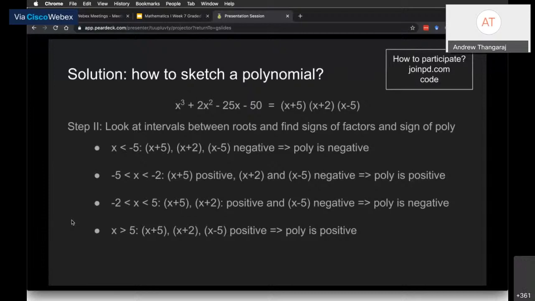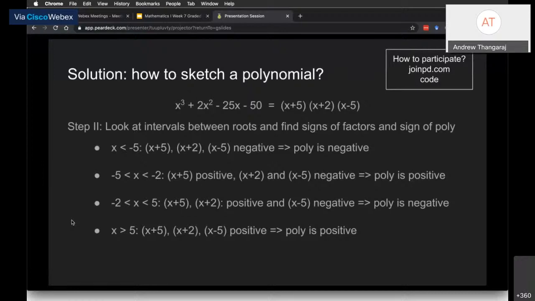It turns out you can find out whether the polynomial is positive or negative in each of these intervals by simply looking at the sign of each factor and looking at the product. It's a very easy elementary thing to do. Just take a look at the numbers. I'm going to show you only one case. The other cases are very easy. Don't worry, all these slides will be available to you.